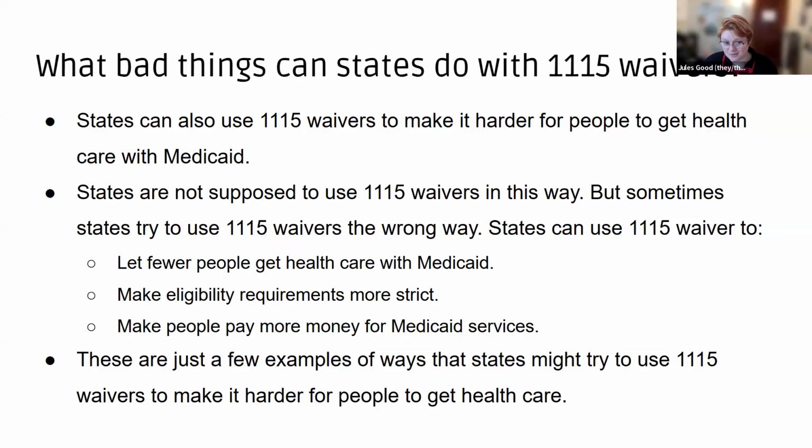So, some examples of some of those bad things. A state might try to use an 1115 waiver to reduce the number of people who can get health care with Medicaid. They might make eligibility requirements more strict, so people have to follow more rules to be able to get Medicaid. They also might make people pay more money for Medicaid services through things like co-pays. And we don't like those things because we want healthcare to be accessible. That's how it's supposed to be.